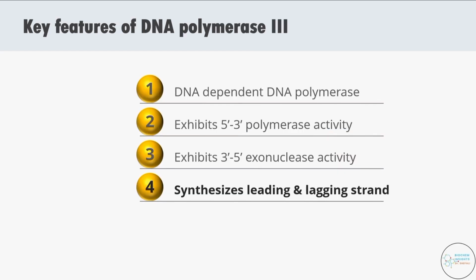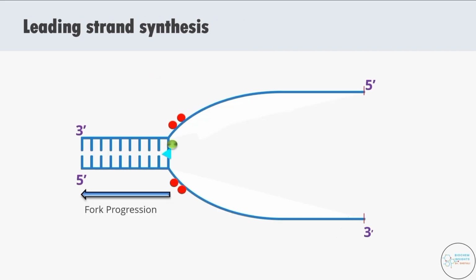Next key feature of DNA polymerase 3 is that it synthesizes leading and lagging strand. To understand this, let's get back to one half of the replication bubble. So let's consider the lower strand where RNA primer is placed against 3' end of the template strand. Again, what would be the polarity of the primer? It will be anti-parallel to the template strand, right? So its 5' end will be here and 3' end will be here. Now using the 3' OH of RNA primer, DNA polymerase 3 synthesizes a new strand towards the replication fork continuously. This strand is called leading strand.